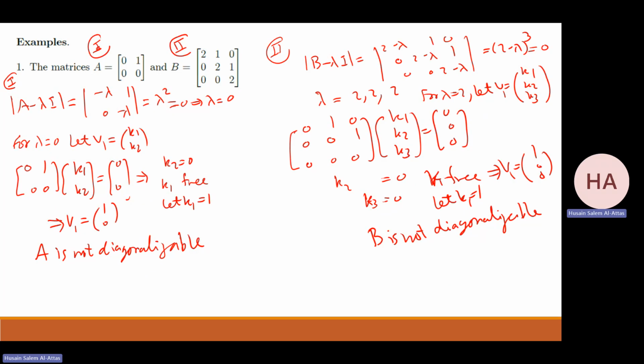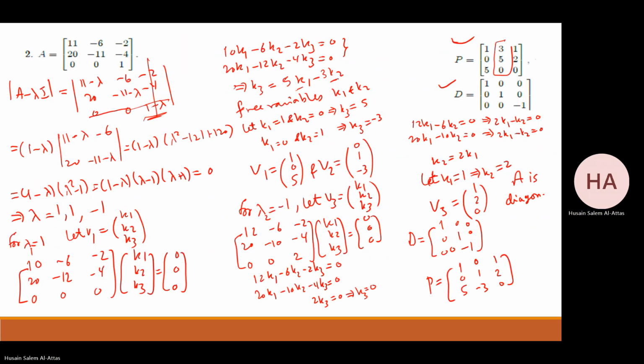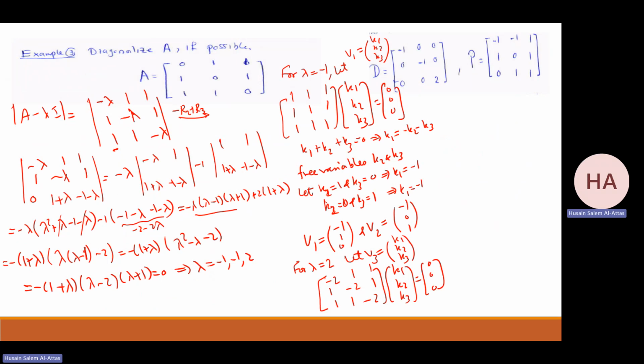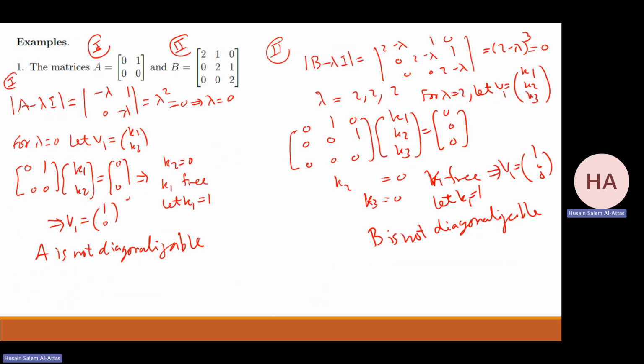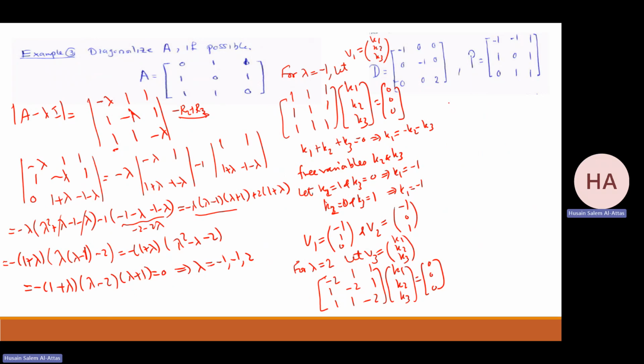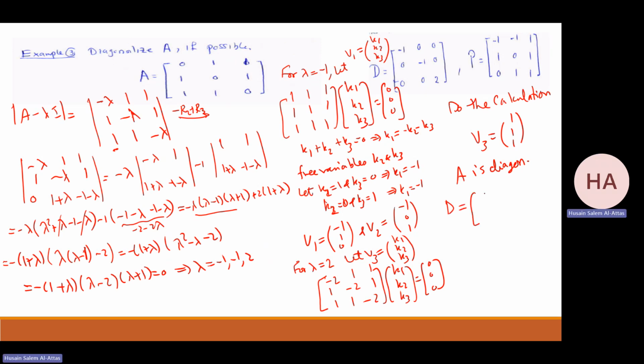I don't need to waste time. So no need to. What was the answer? I have V3 equal 1, 1, 1. That's it. So I get V3 will be 1, 1, 1. So A is diagonalizable. Not only that, D will be what? Minus 1, minus 1, 2. Don't forget the zeros for the diagonal matrix.